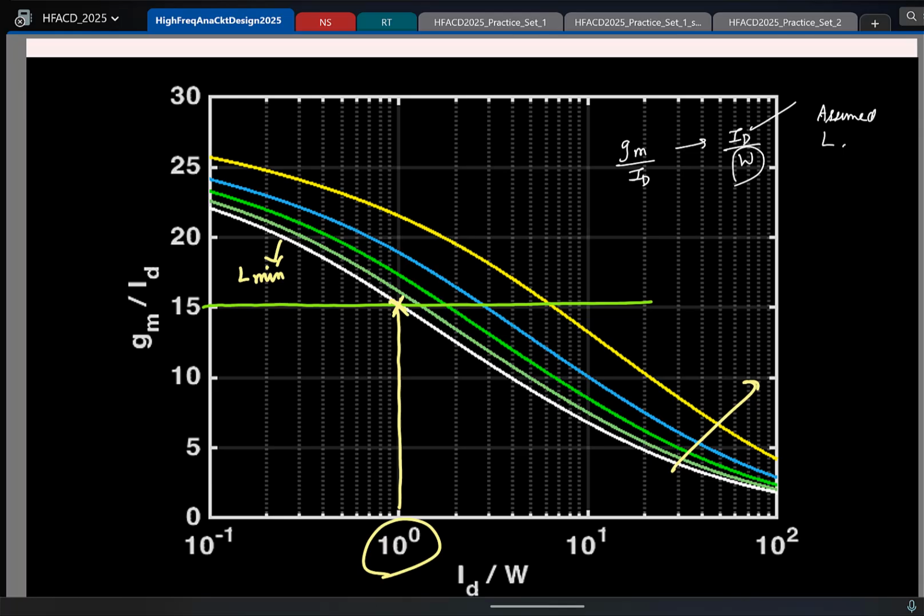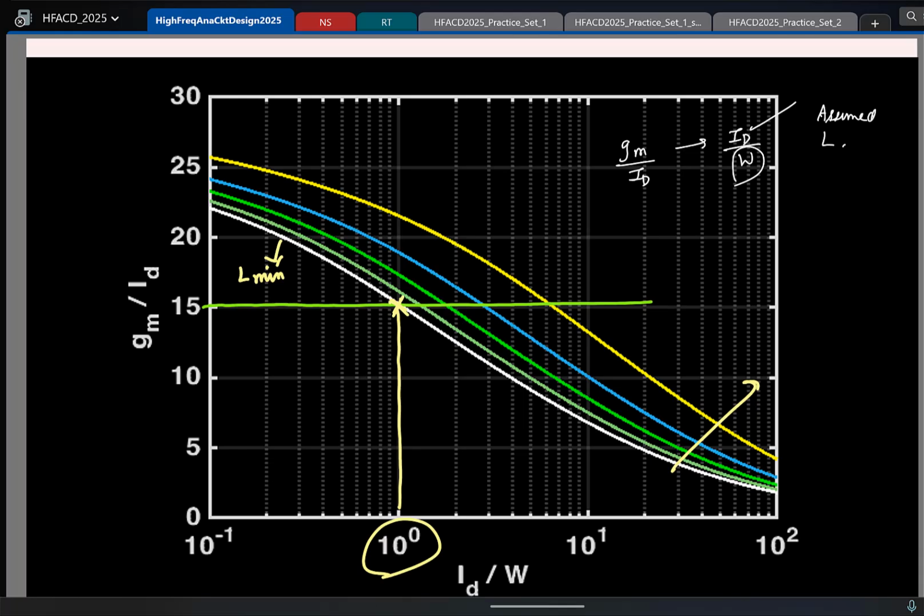You are asking why the graph is going this way as the length increases. Is that the question? Yes, that you can think about. That will be an assignment problem. I will give it as a practice set. You can use your basic square law understanding and predict how the curve should shift, whether if you increase the length it should come this way or go this way. So this is how you do it.